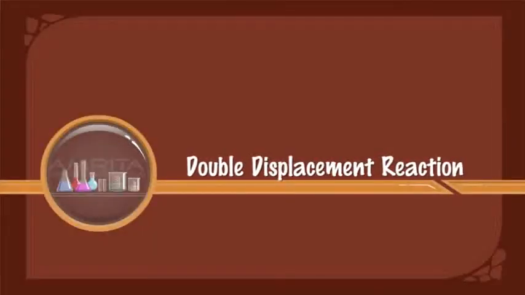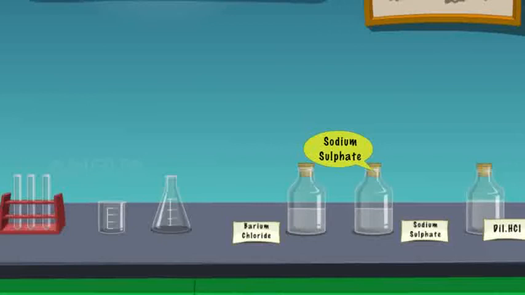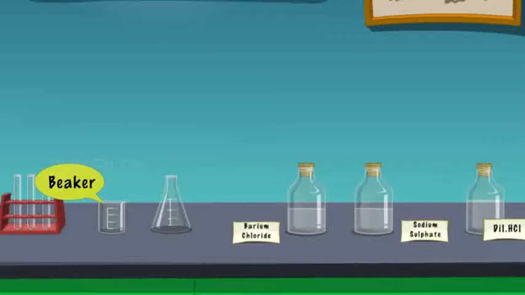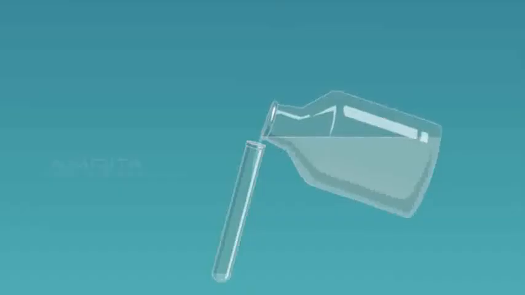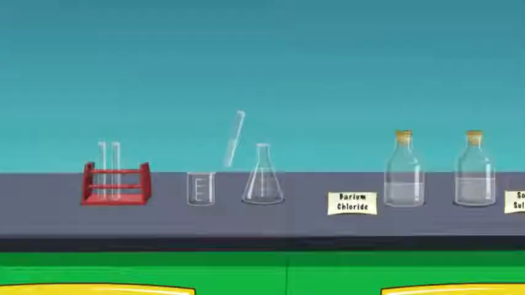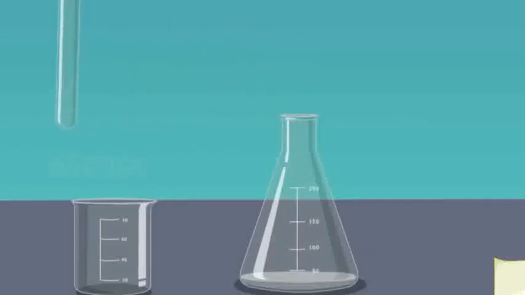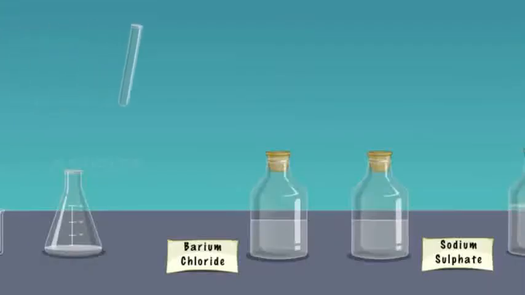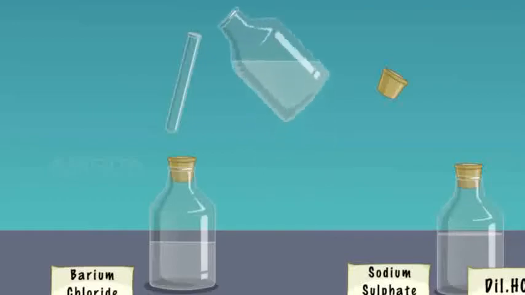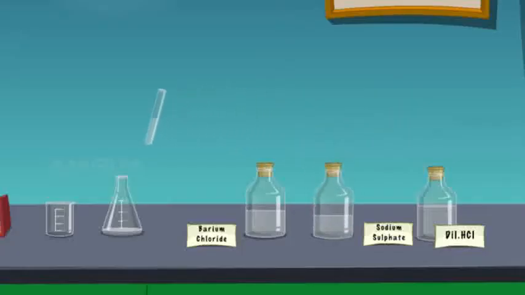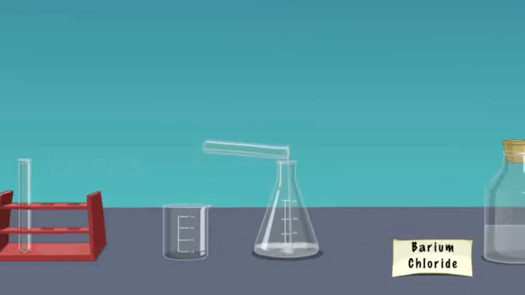Double displacement reaction will require sodium sulfate, barium chloride, dilute HCl, a beaker, conical flask and test tubes. Take a small quantity of barium chloride in a test tube and transfer it into a conical flask. In another test tube, take a small quantity of sodium sulfate and transfer it into the conical flask containing barium chloride solution.